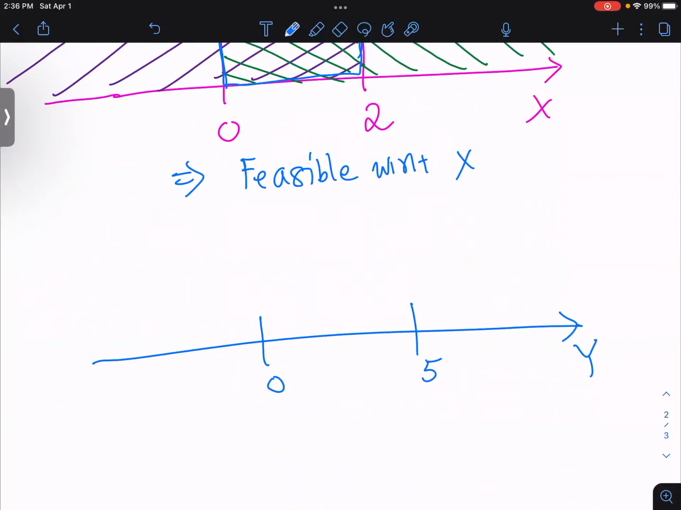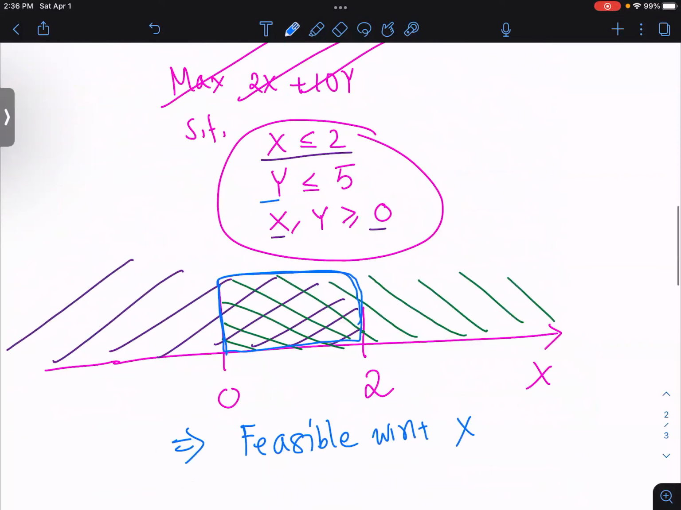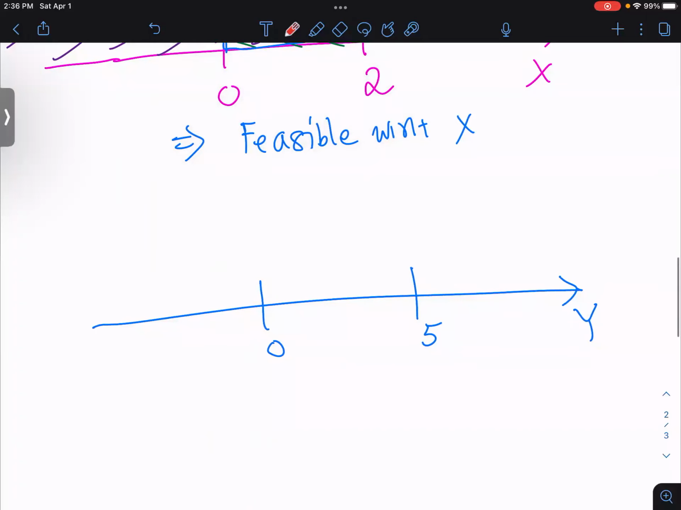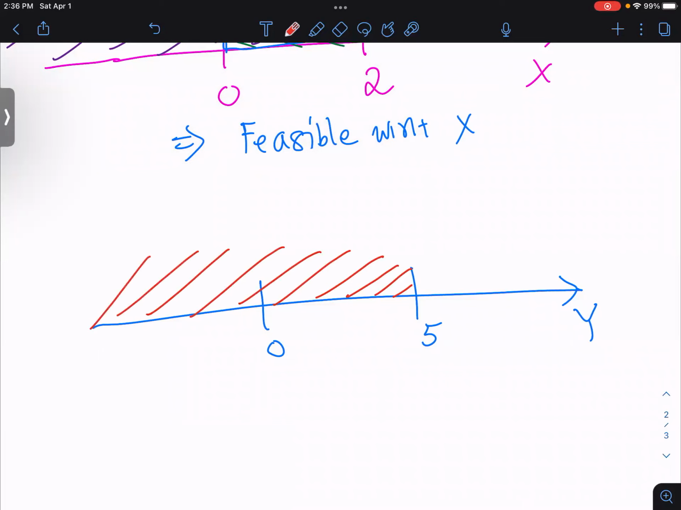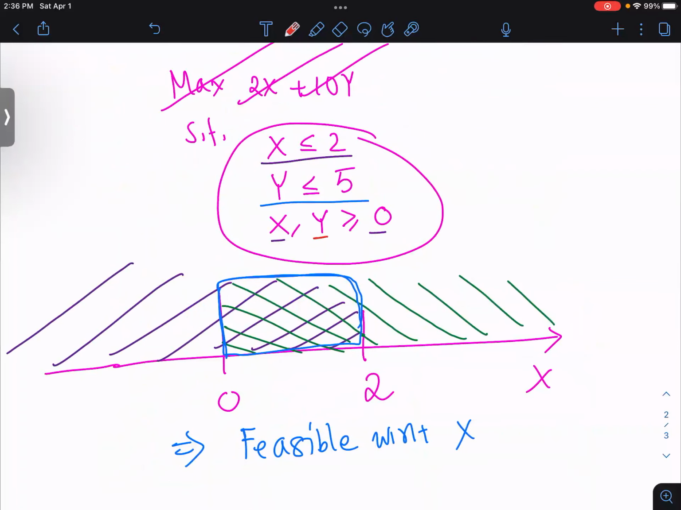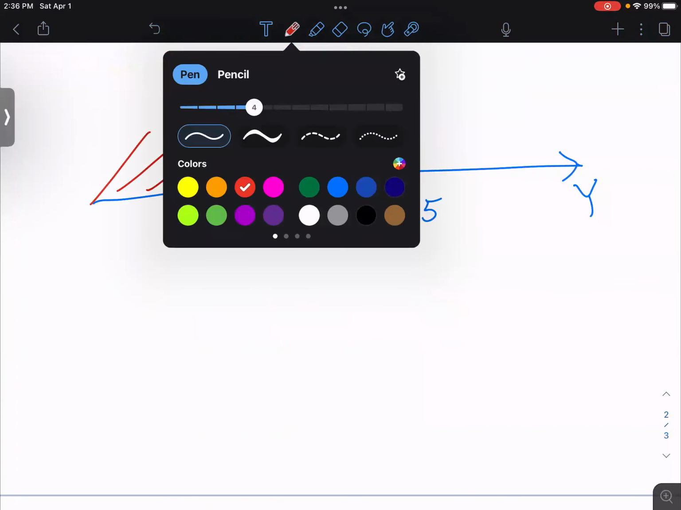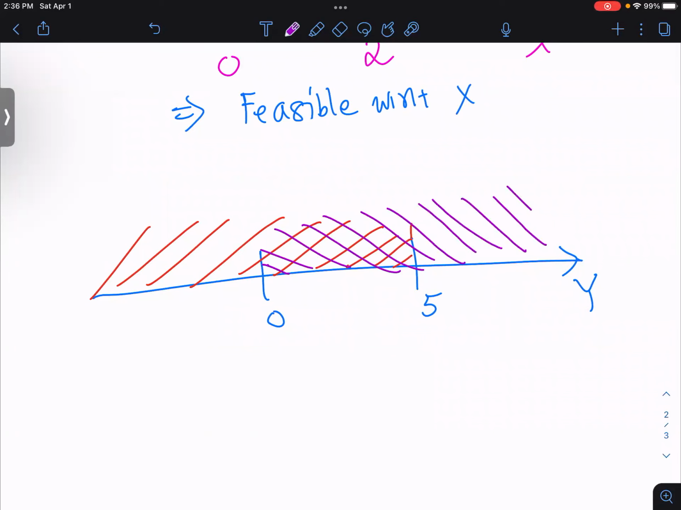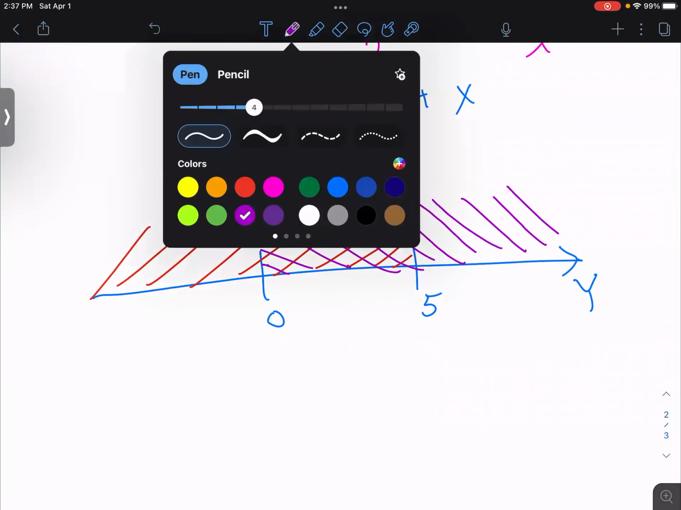And let's say 5 is somewhere here. The first constraint on y is less than or equal to 5. That means y has to be somewhere before 5, right? So this is the constraint on y. The second constraint on y tells you y needs to be greater than or equal to 0. So again, y needs to be beyond 0, which means y needs to be somewhere here.